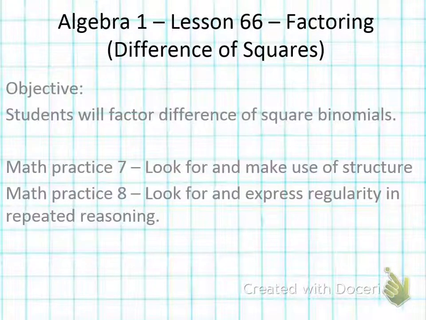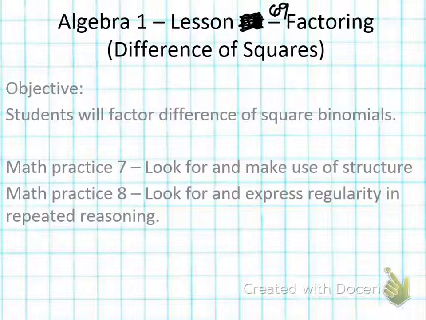Alright, today's lesson is lesson number, that's a lie, it's 69. We are going to continue factoring, specifically dealing with difference of squares today. Remember, difference is subtraction, right? Difference in math is subtraction. So that's going to play a big role in today's lesson.